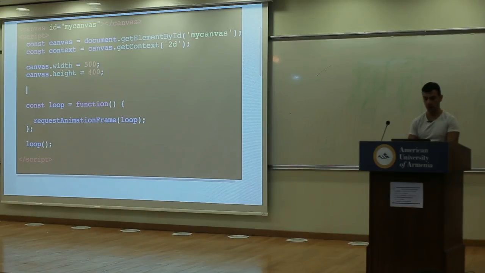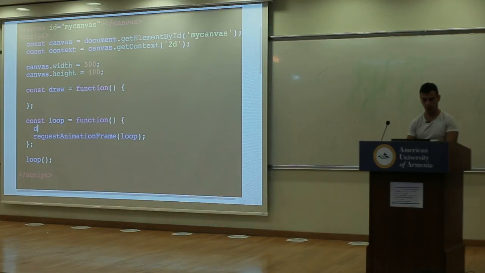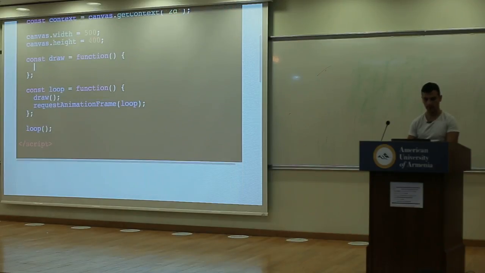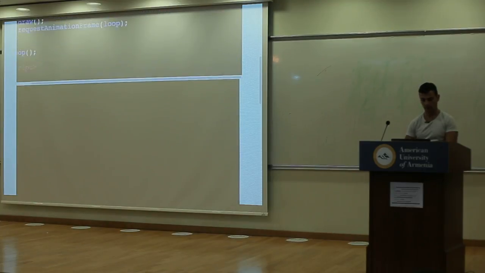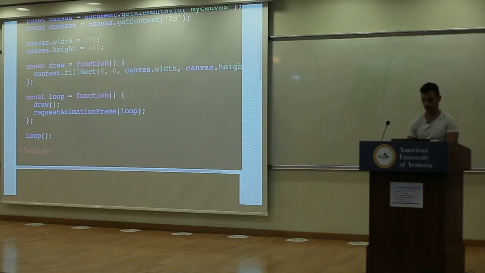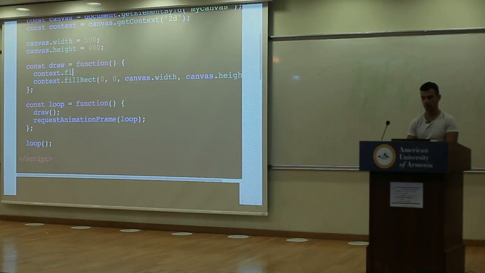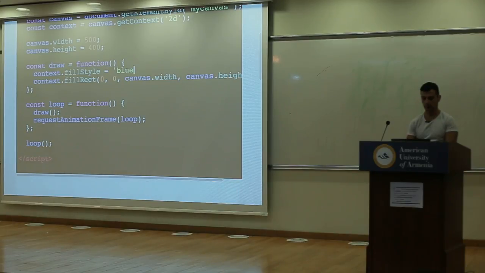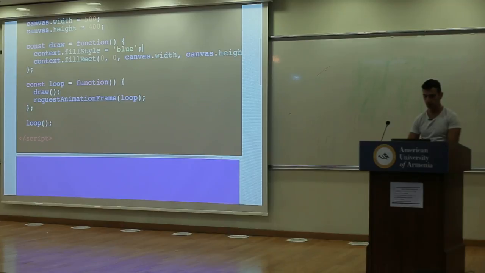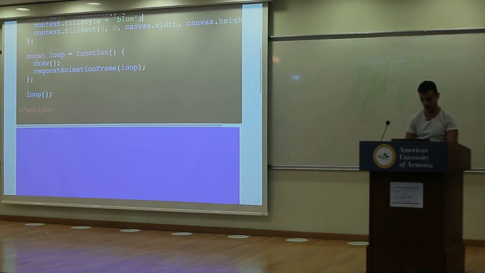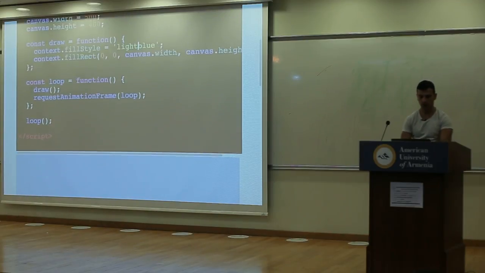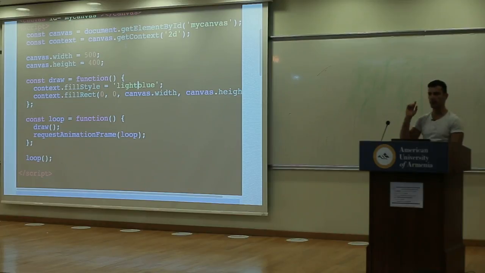Now, I need loop to actually do something. Draw. And so I call draw from here. And I draw something like context.fillRect 0, 0, canvas.width, canvas.height. There we go. And I have my rectangle. I want to give it a color. How do I give a color? Okay. Cool. All right, good. So let me do light blue. There we go.